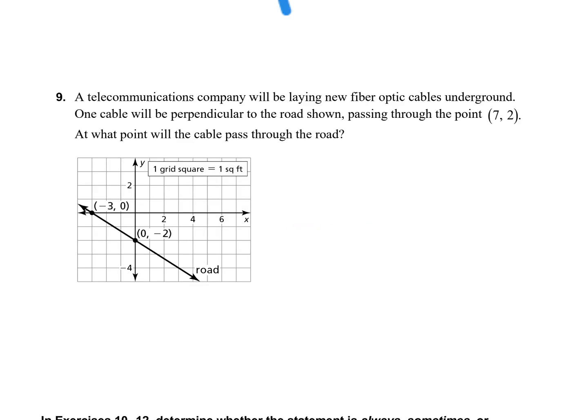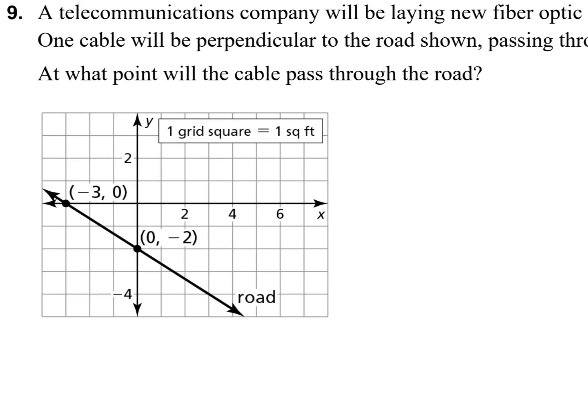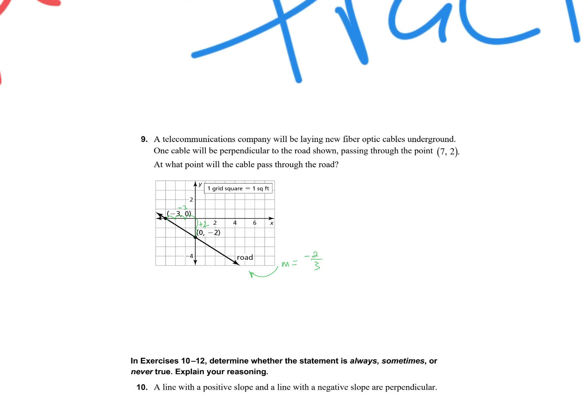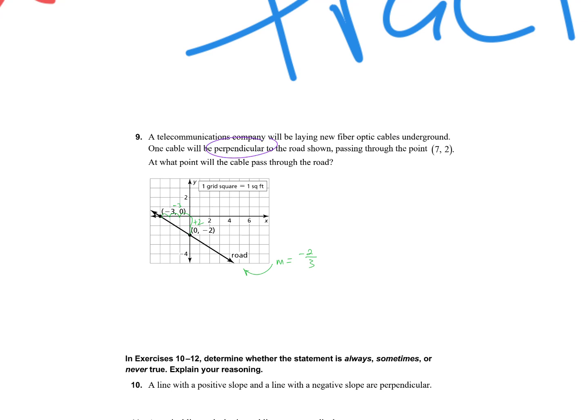All right, we have a company laying new fiber optic cable underground. One cable will be perpendicular to the road shown, passing through the point (7, 2). At what point will the cable pass through the road? So they tell us that this is a 1x1 grid. That helps us find the slope, because we can just rise 2 and run 3. So the slope of this line is -2/3. And if we want a perpendicular slope, it's going to be +3/2. And it needs to go through that point.